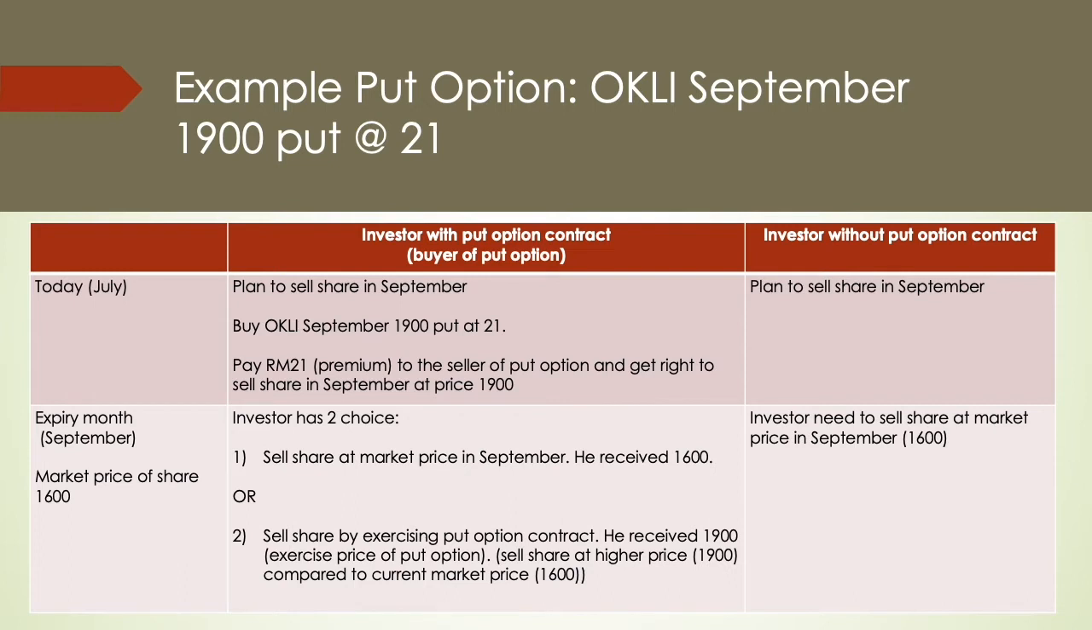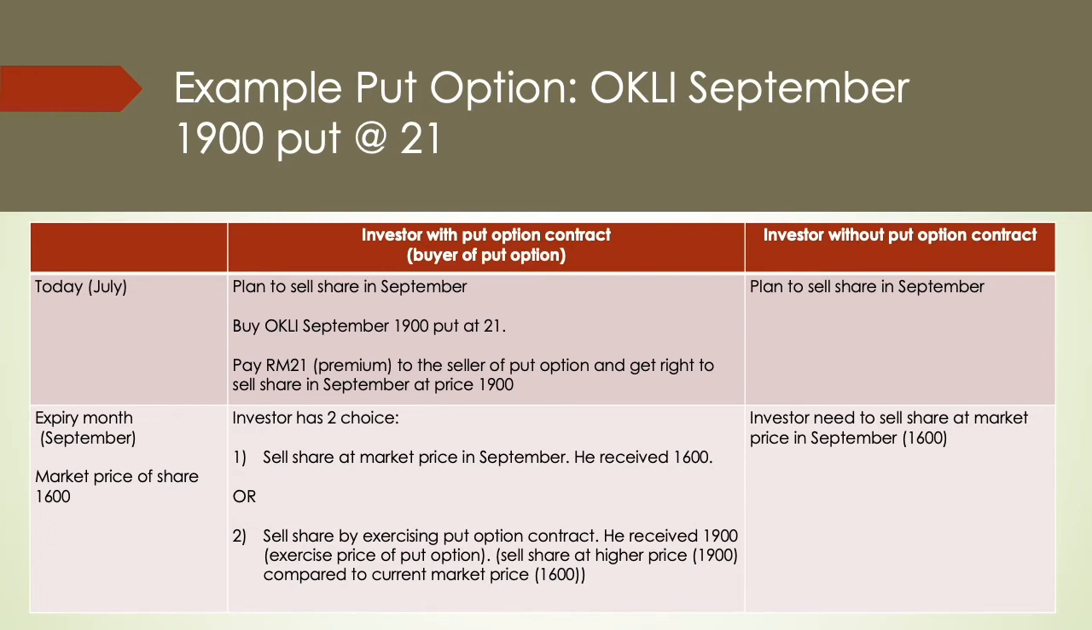So how the operation of put option affects transactions in the stock market. Let's say you have put option OKLI September 1900 put at 21. That means this contract is going to expire in September. The exercise price is 1900 and this is put option contract and the premium is 21. So we have two types of investor: investor with put option contract, or buyer of put option contract, or investor without put option contract. Okay, so today in July, both investors plan to sell share in September.